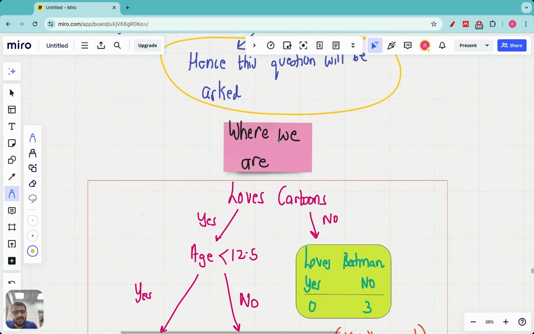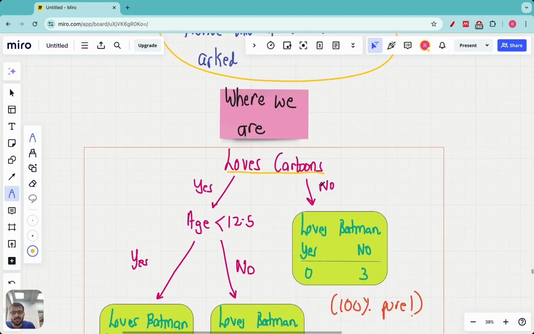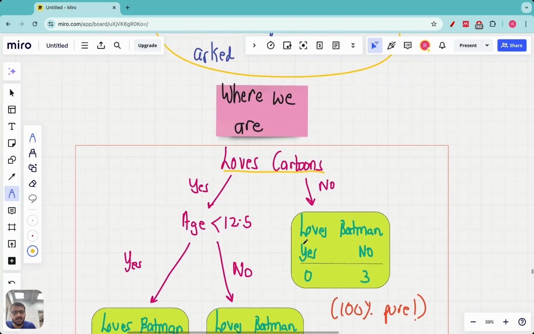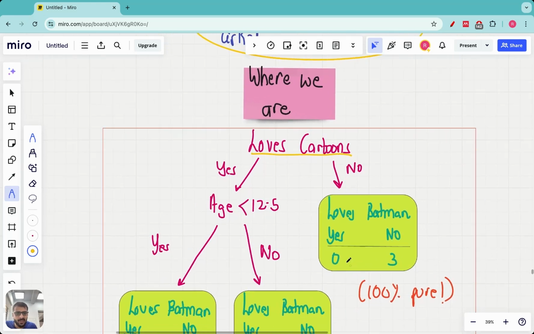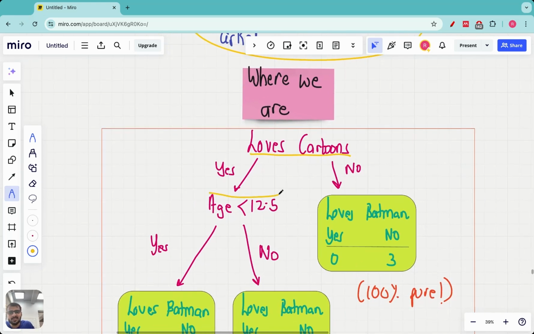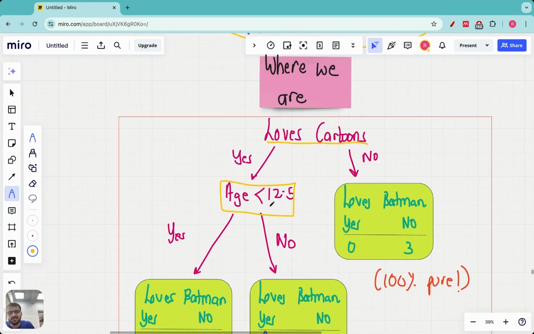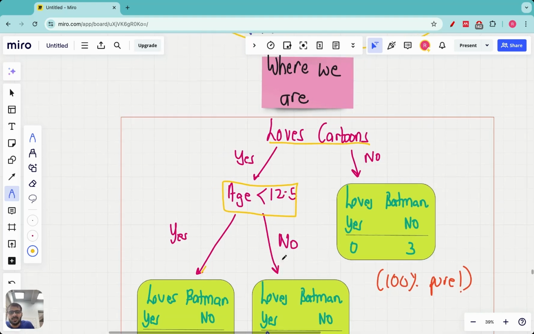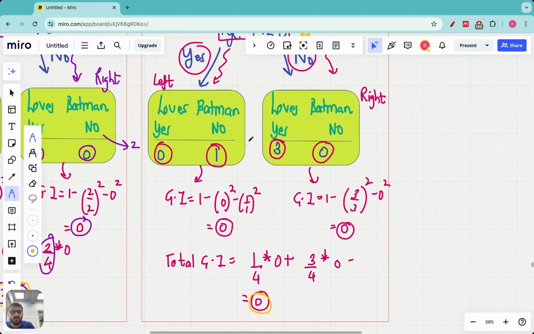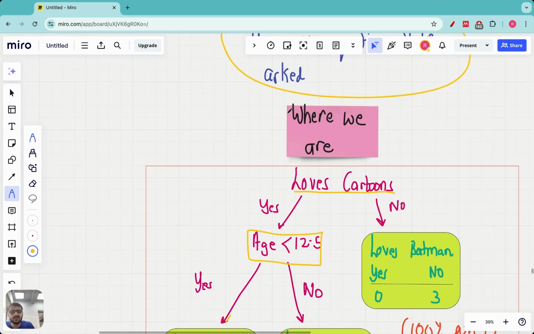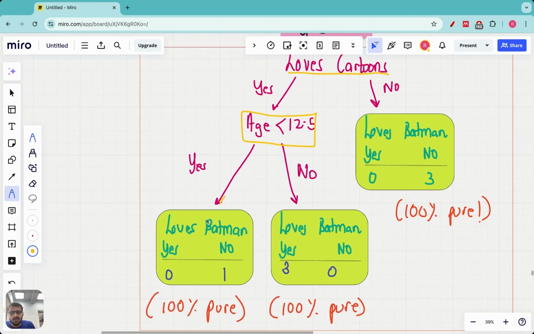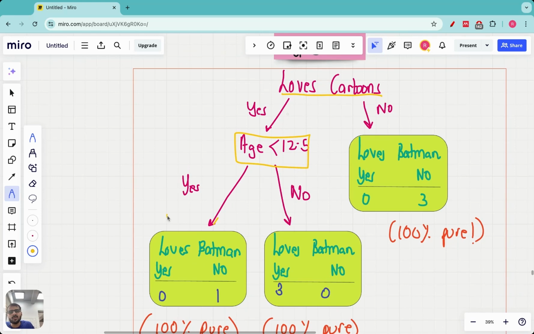So at this stage, we are at a state where we have finalized the root node, loves cartoons, in the yes and no. In the no category, we have reached this leaf, which is already 100% pure. In the yes category, we have asked this question age less than 12.5. And yes and no. If you bucket this into yes and no, we'll get these two leaves. So the left leaf here is this one, and the right leaf here is this one. So there are three leaves here actually. There is the first leaf, there is the second leaf, and the third leaf.